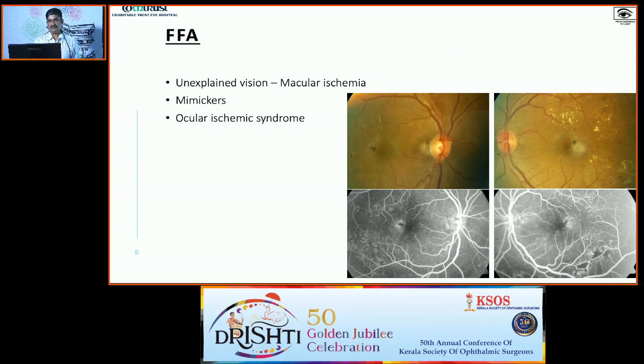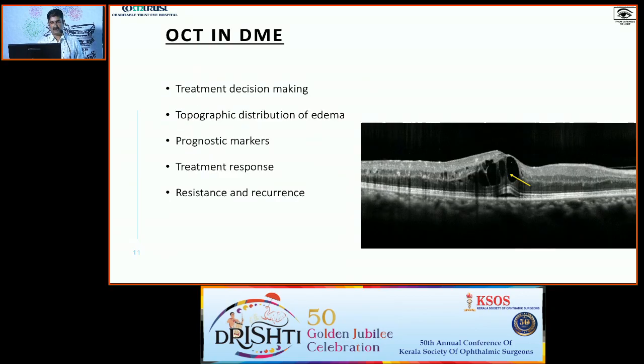FFA should be part of the evaluation whenever you suspect unexplained vision loss due to macular ischemia, or in cases where you have mimickers like this. Macular telangiectasia is a very common mimicker. It can happen in diabetic patients, and it can happen along with diabetic retinopathy. So this type of maculopathy, which might look like a non-center involving diabetic macular edema, will look like a center involving maculopathy because of telangiectasia. Also keep ocular ischemic syndrome in mind.